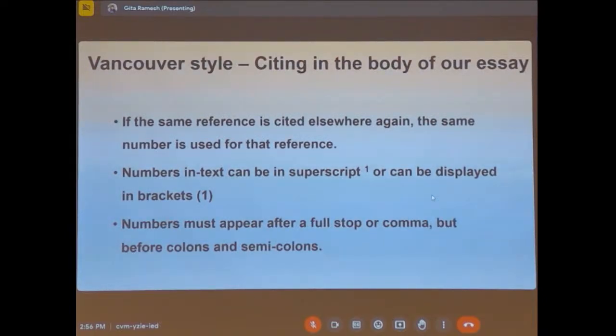While citing in the body of our essay in Vancouver style, the same number is used for that reference. The numbers in the text can be superscript or can be displayed in brackets. And the numbers must appear after a full stop or comma, but before a colon or semicolon.